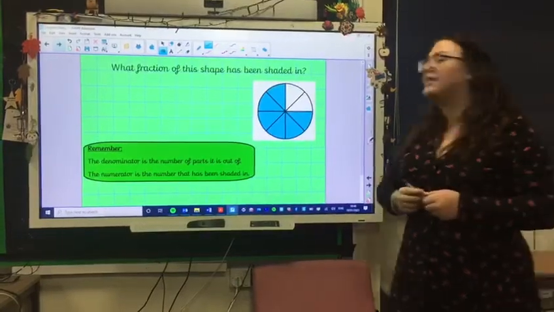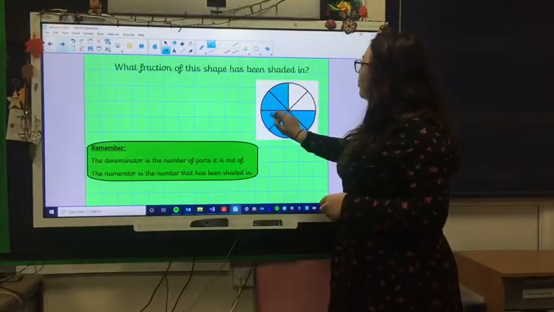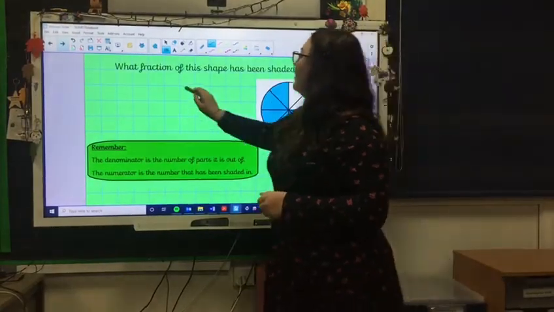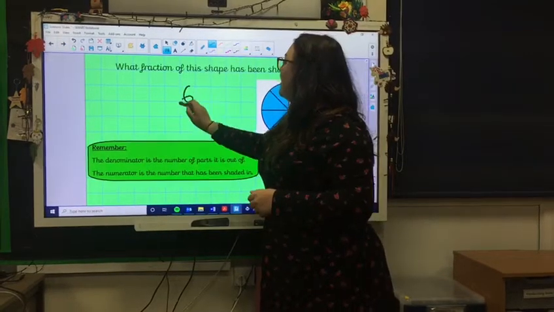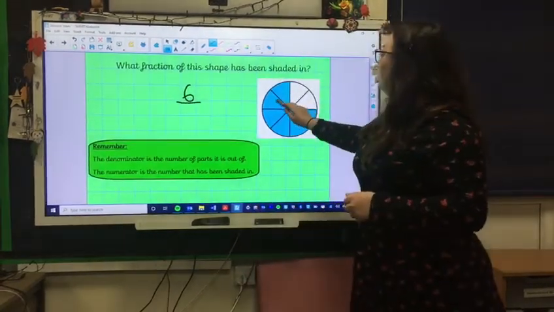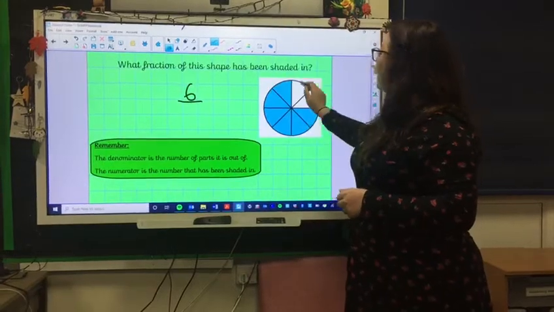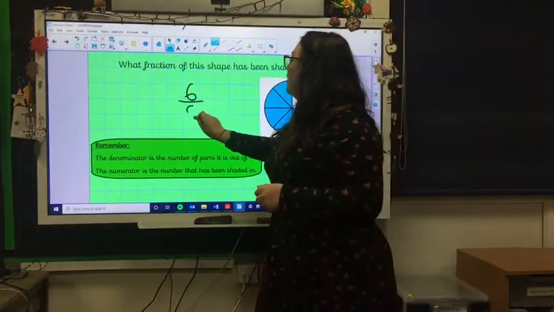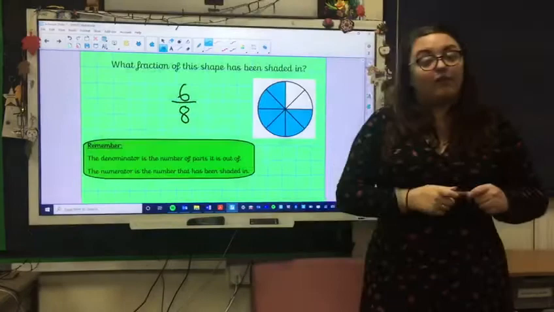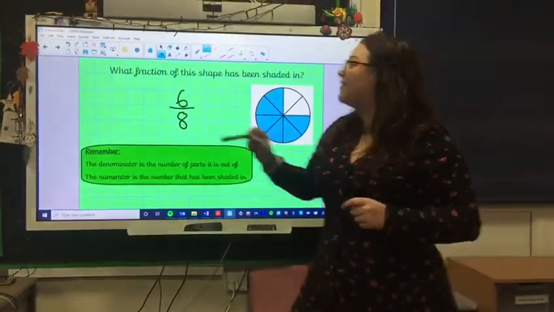Okay, let's work through that together. There are 1, 2, 3, 4, 5, 6 parts shaded in, so my numerator is 6. And there are 1, 2, 3, 4, 5, 6, 7, 8 parts in total, so the denominator is 8. So your fraction should have been 6/8.